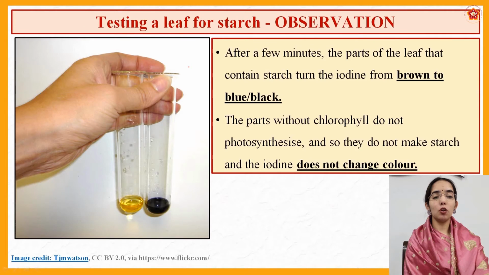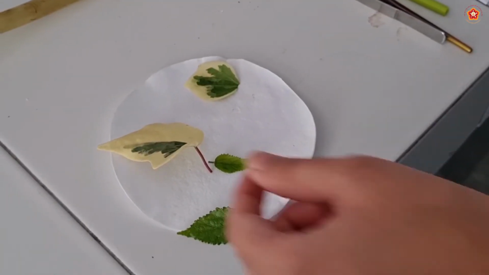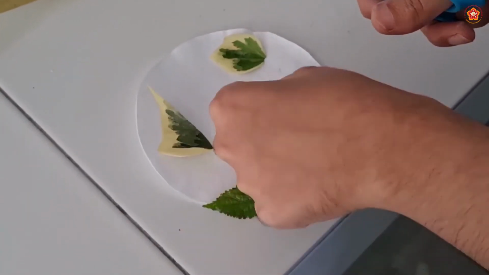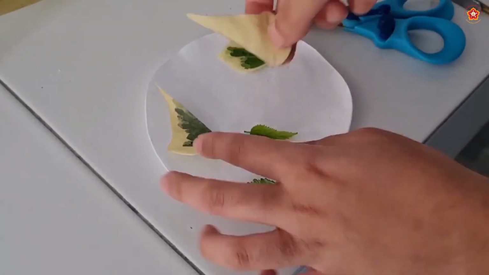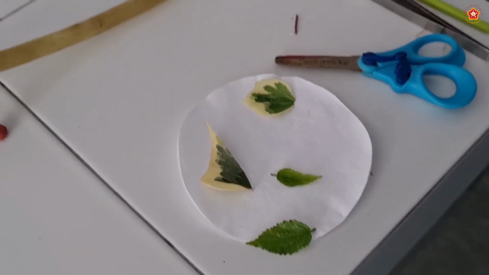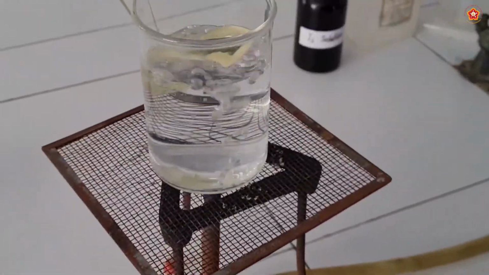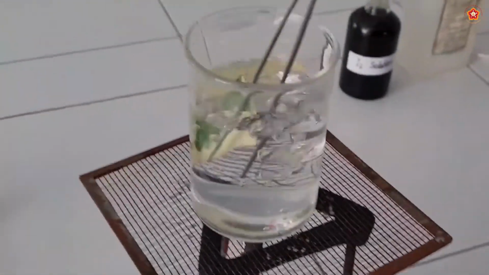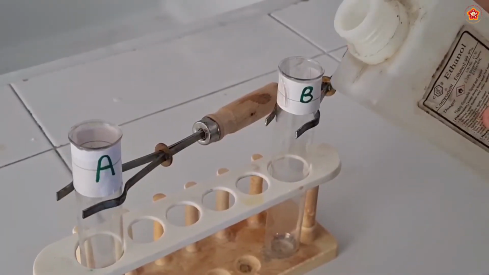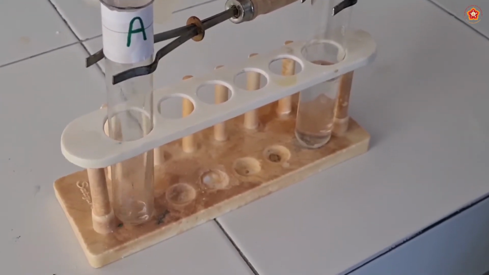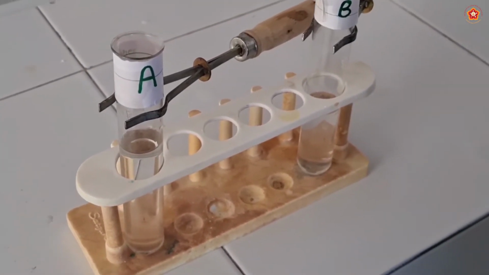So let's have a look at the video of this experiment. First, we'll cut the leaf into two parts. One part of the leaf has chlorophyll, while in the other part there is no chlorophyll. Then we'll put the leaves in boiling water. This will kill the leaf and stop any chemical reaction. Then we'll take out the leaves. Then we are adding ethanol in test tubes.